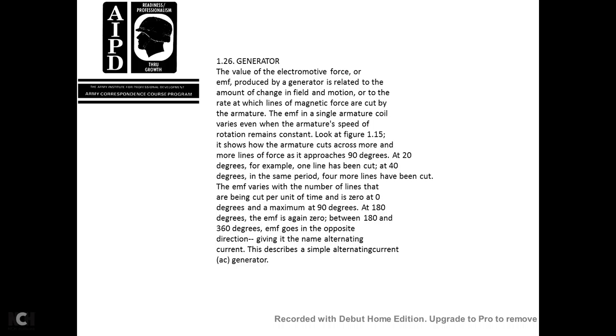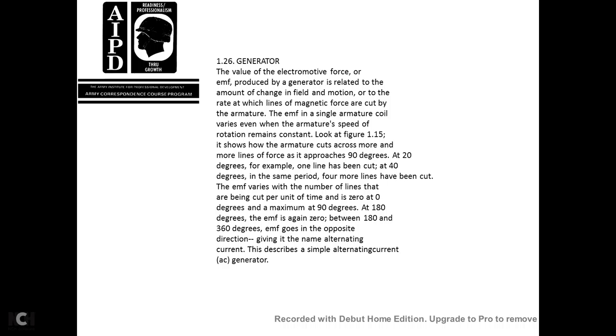126. The Generator. The value of the electromotive force, or EMF, produced by the generator is related to the rate of change of the field, or to the rate at which lines of magnetic force are cut by the armature. The electromotive force in a single armature coil varies even though the armature speed and rotation remain constant. Looking at figure 115, the armature cuts across more and more lines of force as it approaches 90 degrees.